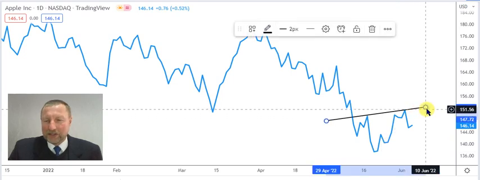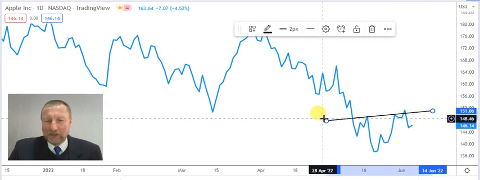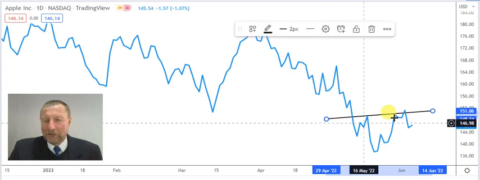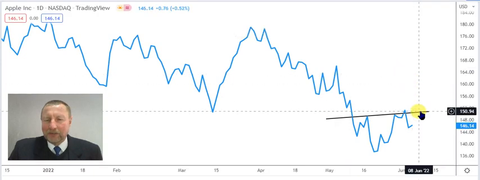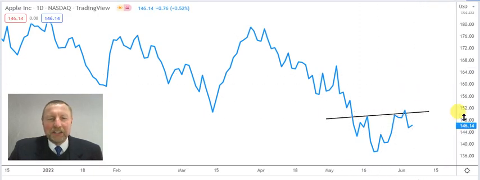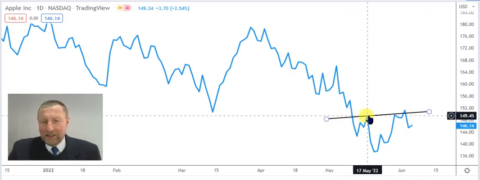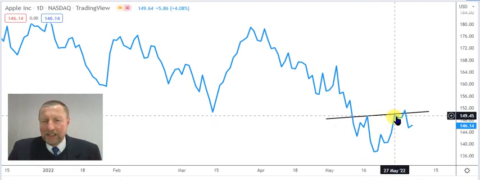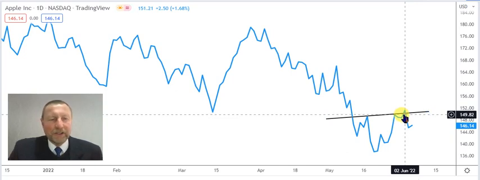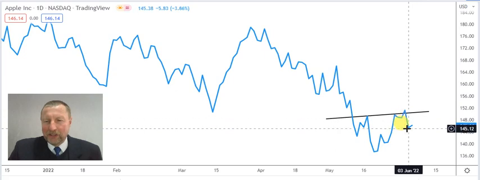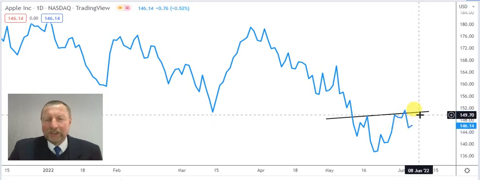I want to draw this little piece in, and then you will see a proper head and shoulder, because what is the rule of head and shoulder? The neckline that is in place needs to be in such a way that you can see the proper right or the left shoulder. So there you are. There's the left shoulder, there's the head, and we're working on the right shoulder. And as everybody thought it can break to the top above that 149.90 level, the share lost some momentum and it's going down. And maybe we're working on another right shoulder.